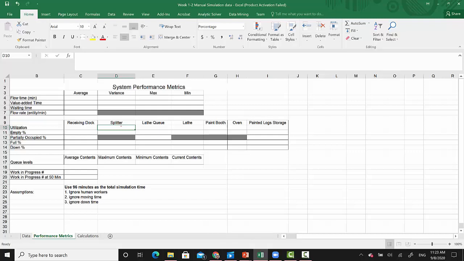You probably need to list all the 96 minutes and say, okay, minute 1, is the splitter occupied or not? Minute 2, is it occupied or not? Get all those 0, 1 values. So create a new spreadsheet, get those 0, 1 values, and count how many ones there are. Then that gives you how many minutes out of these 96 minutes that specific location is occupied.